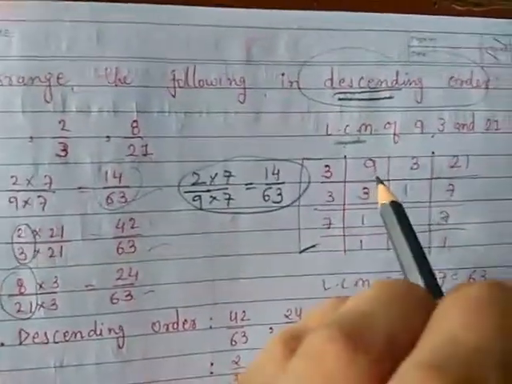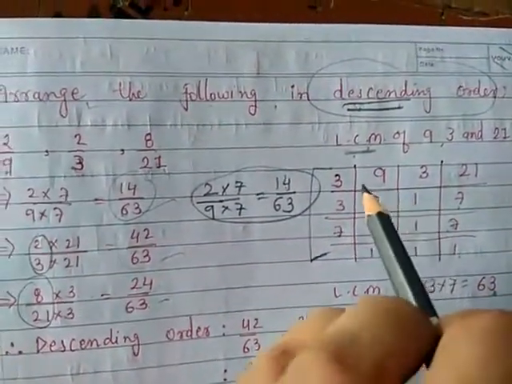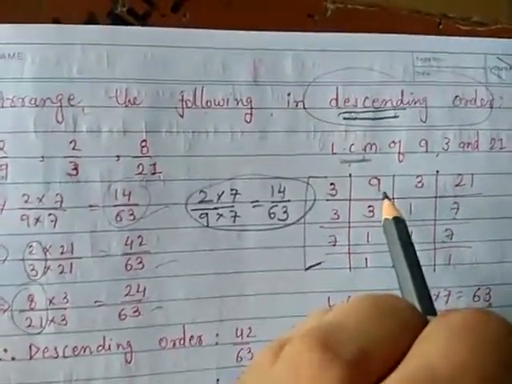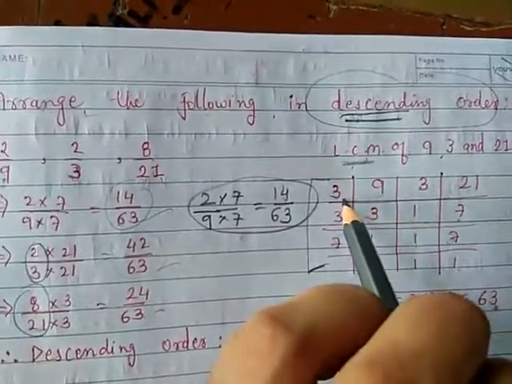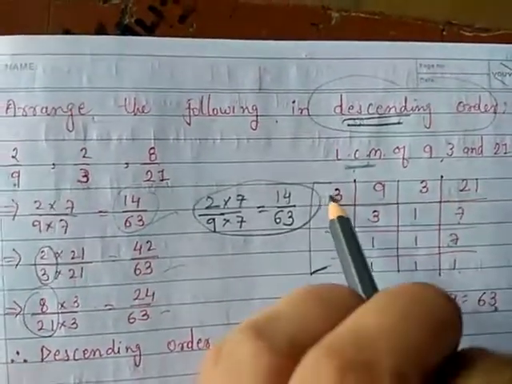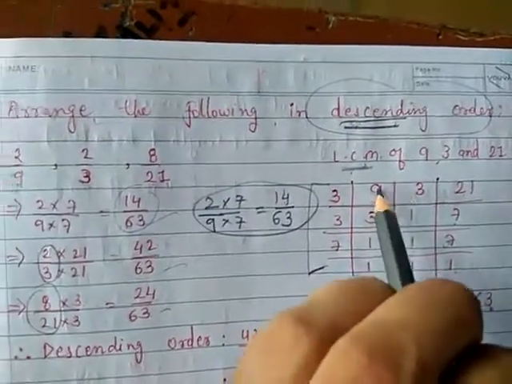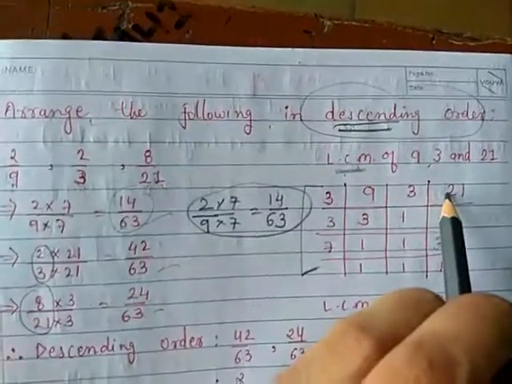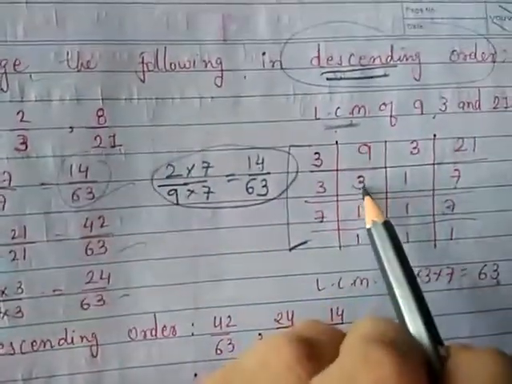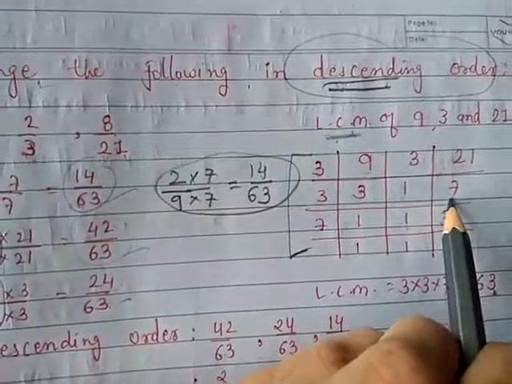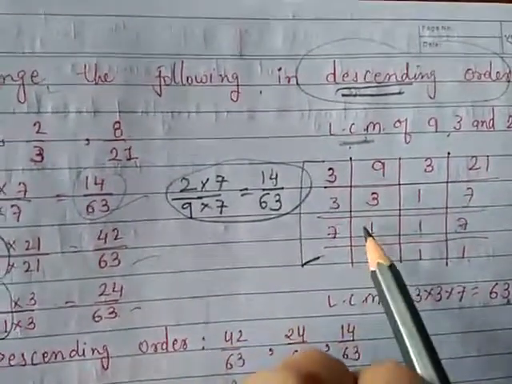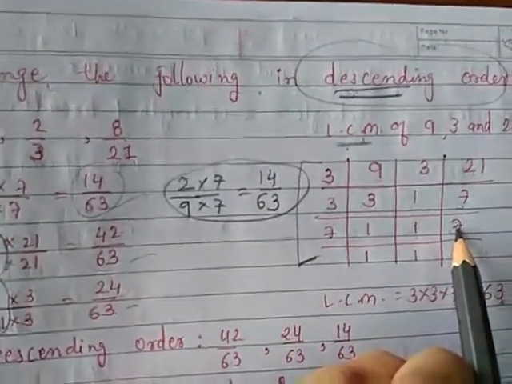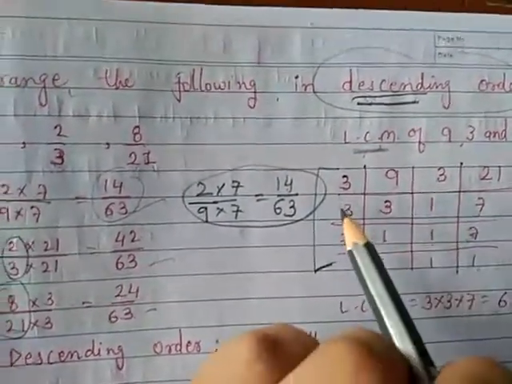Now see, all the numbers are odd, so we cannot take a 2. Suppose the ones place is an even number, then we can take 2. But here all the numbers are odd, so we start from 3, right? So 3 3s are 9, 3 1s are 3 and 3 7s are 21, right students? Now which numbers are remaining here? 3, 1 and 7. So again take a 3: 3 1s are 3, 1 as it is and 7 as it is. Why? Because 7 does not come in the table of 3.